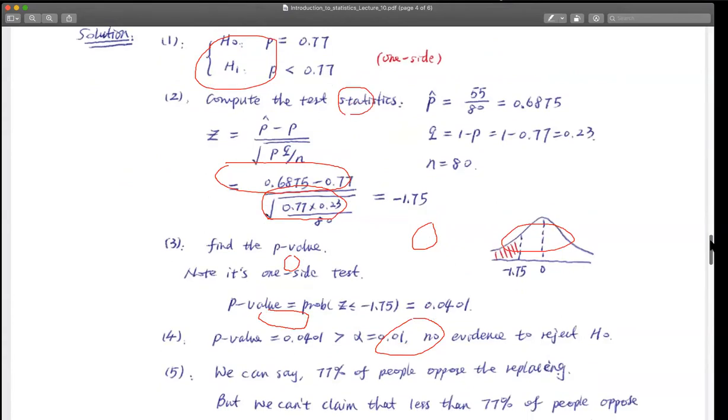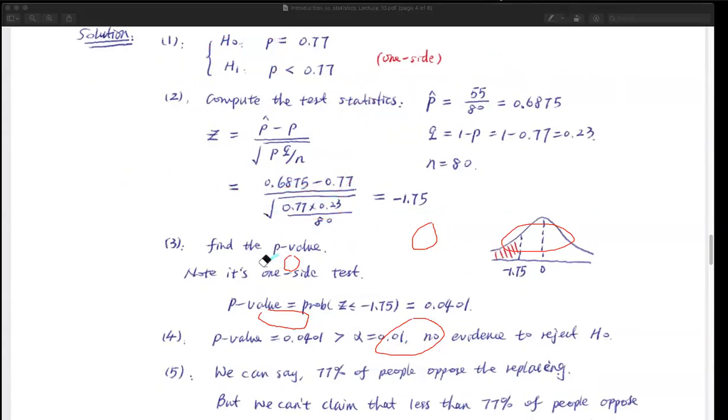Negative 1.75, what's next? We try to find out what's the p-value, right? What's the p-value? Remember, the p-value is determined by what? By H1, right? Is that on one side? Is that to the left, to the right? One side, two side, determined by H1.